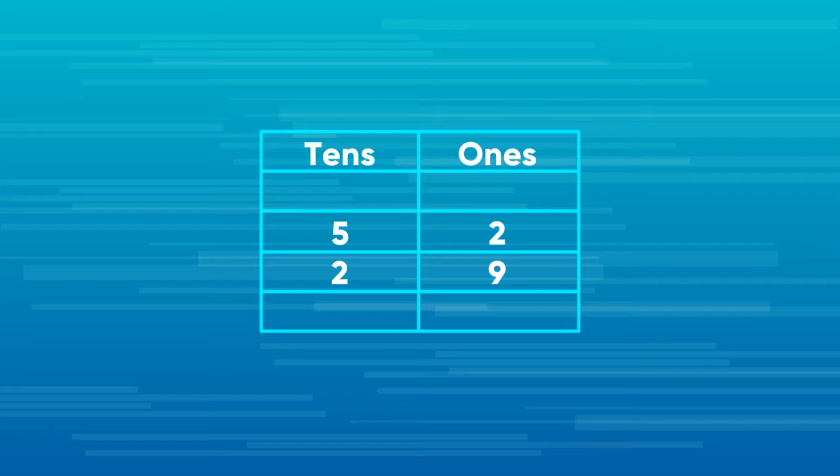First, the digits in the ones place are added. 2 ones and 9 ones equal 11 ones, which can be broken into 1 ten and 1 one. We can carry this 1 ten to the tens place and add further. On adding, we get 1 in the ones place and 8 in the tens place. Thus, 52 plus 29 is 81.